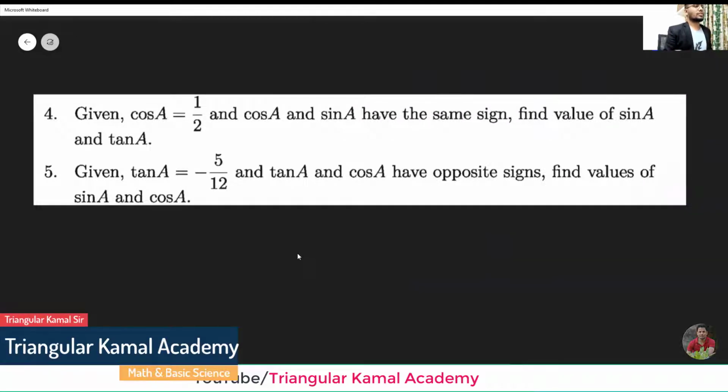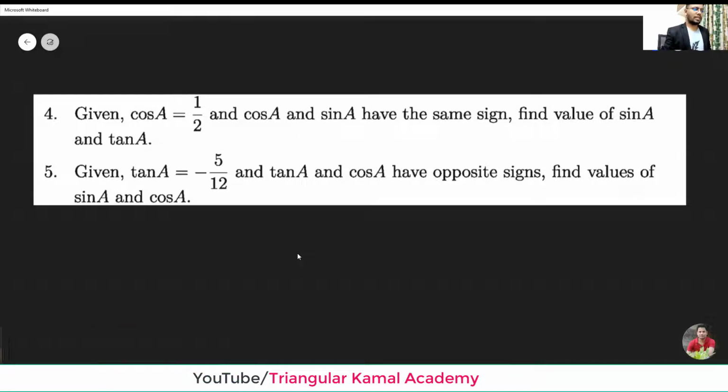Cos A is equal to 1 by 2. Cos A and sin A have the same sign. That means one piece of information is given here, same sign, both cos A and sin A. Find the value of sin A and tan A. So here two pieces of information are given, cosine ratio, that means adjacent by hypotenuse, adjacent is 1, hypotenuse is 2. And this other information, cos A and sin A have the same sign.